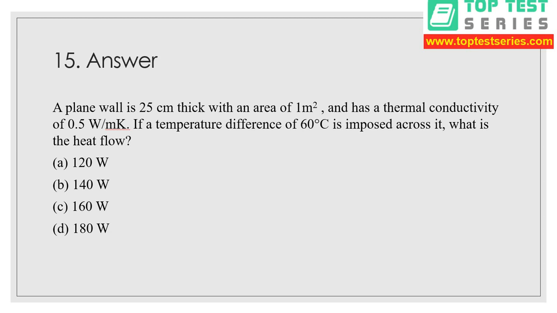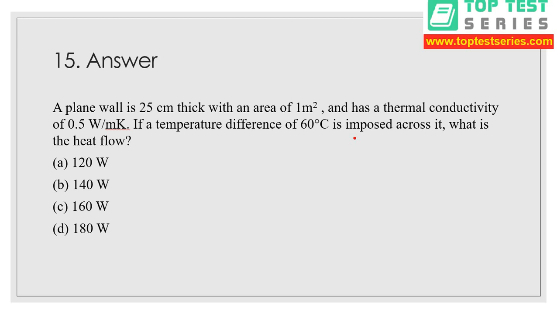Question number 15. A plane wall, right? A plane wall is 25 centimeter thick with an area of 1 meter square and has a thermal conductivity of 0.5 watt per meter Kelvin. If a temperature difference of 60 degrees centigrade is imposed across it, what is the heat flow? We have to find out heat flow. Very simple question.